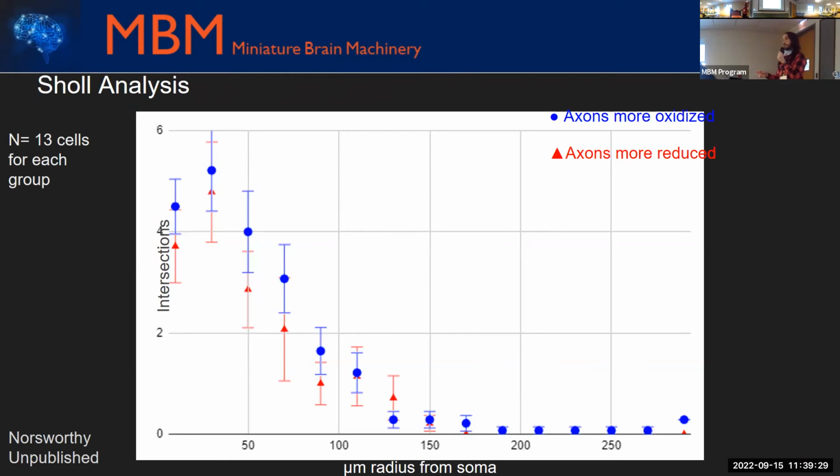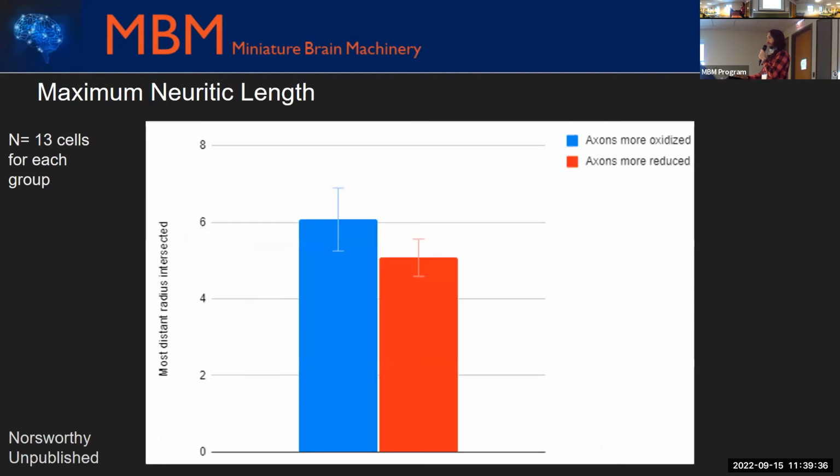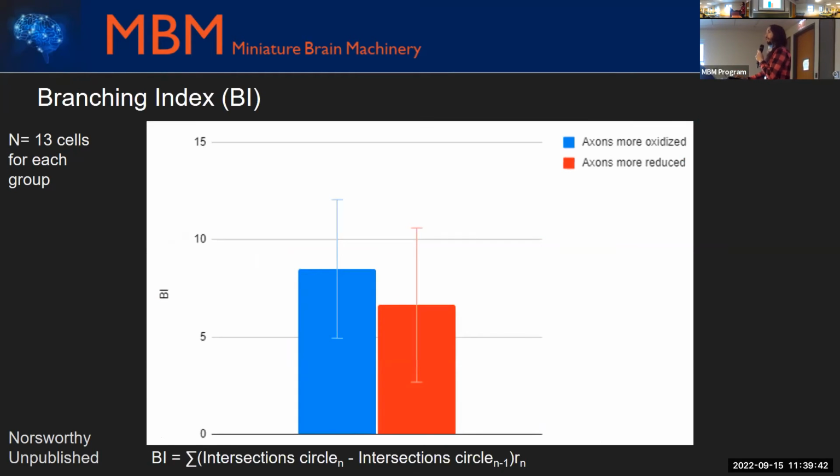Again, we're not seeing a significant difference between those two populations, where the axons are more oxidized versus more reduced. Then also looking at total dendritic length in general, we didn't see a difference. And finally, looking at the branching index, which is just a more sensitive means of looking at the Sholl analysis, we didn't actually see a significant difference between those two. So not super exciting, but it does turn out that there isn't a big difference between those two.